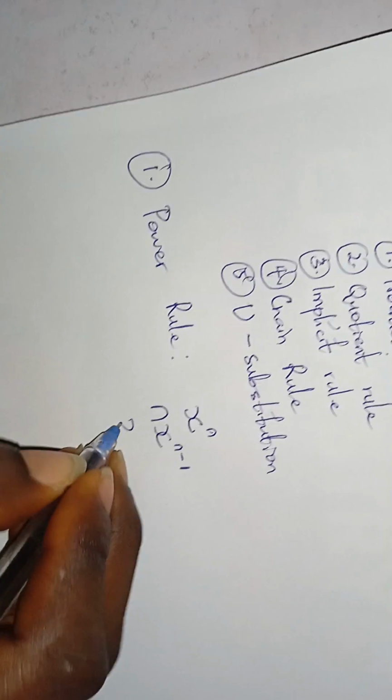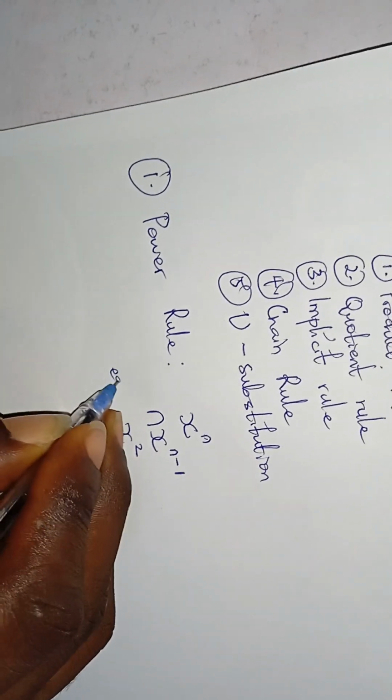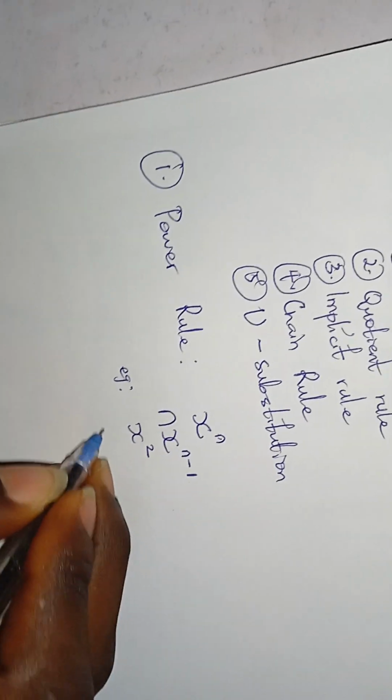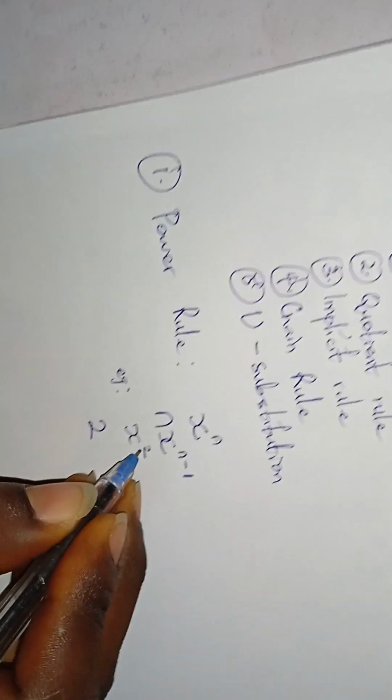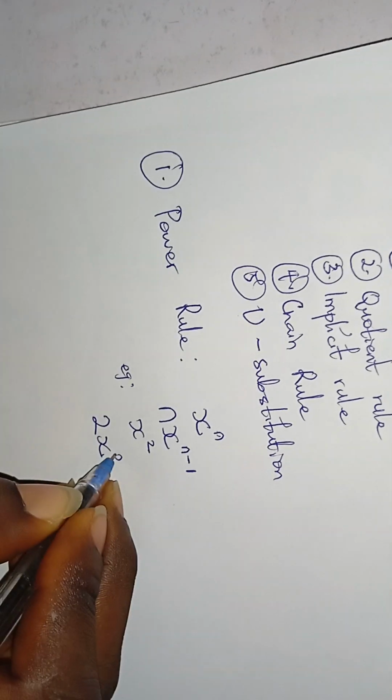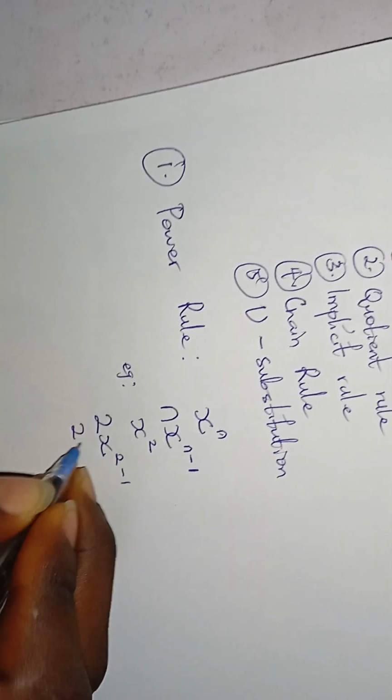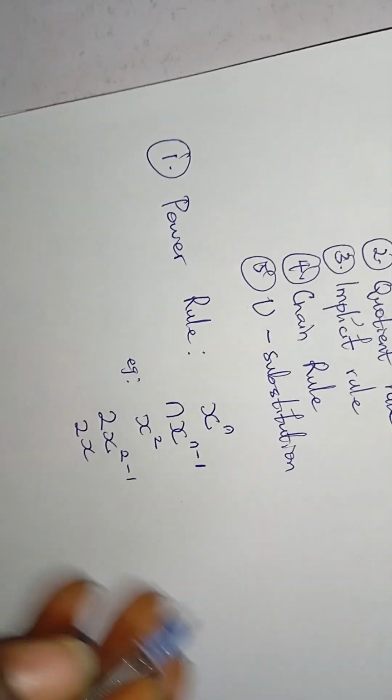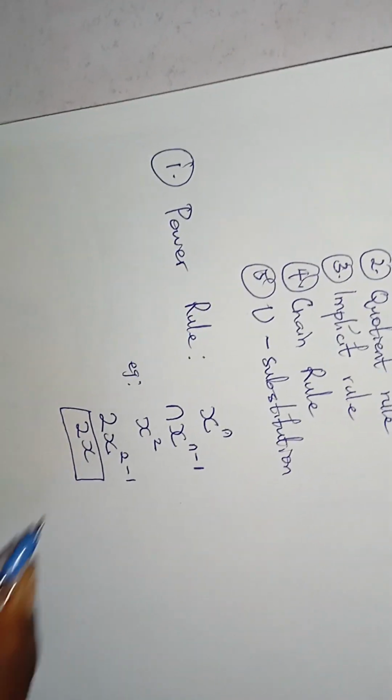So that if I have, for example, x raised to power 2, I should get this 2 to become the coefficient. Then I subtract 1 from the power, so that this becomes 2x. This is what the rule is talking about.